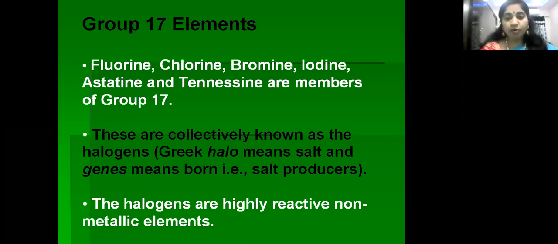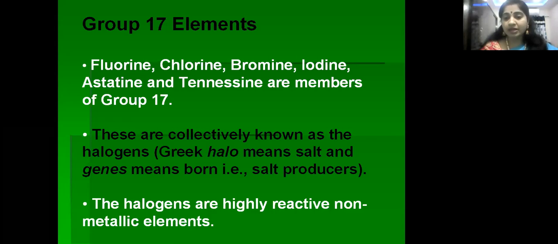Whereas in P block on right side we have 17 group elements. They have ns2 np5 configuration. If they gain one electron, they will get a noble gas configuration. Noble gas configuration is a stable configuration, and every element tries to get a stable electronic configuration. That's why these halogens are very reactive. They try to get one electron.